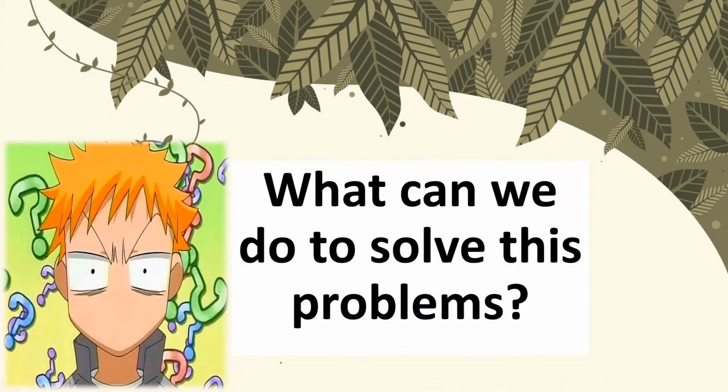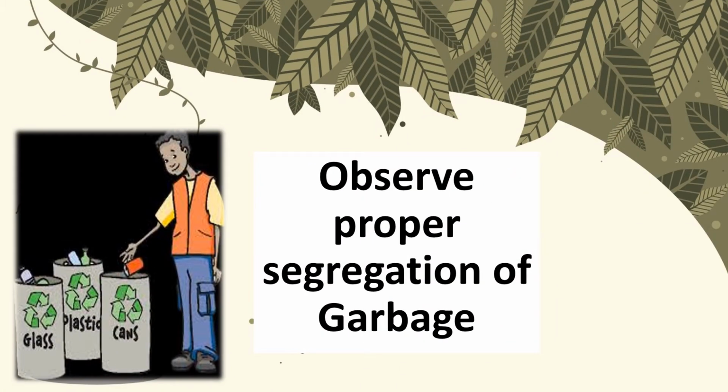What can we do to solve these problems? Observe proper segregation of garbage. We need to segregate our waste properly. If we throw our waste into the trash bin, we need to separate it according to its type, like plastics, cans, or glass.